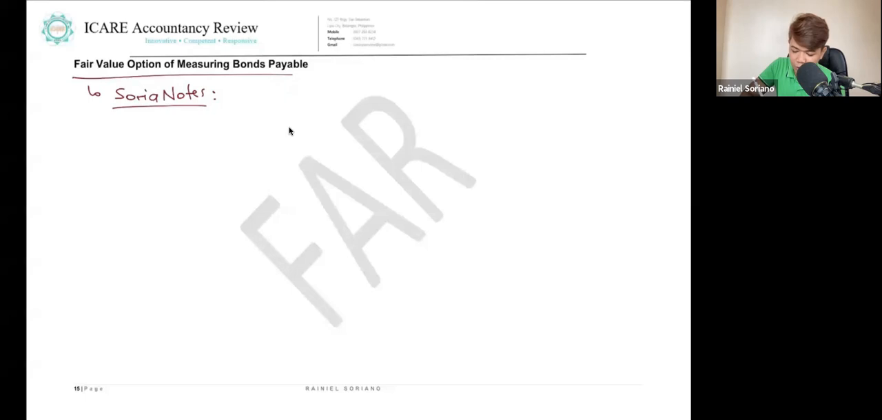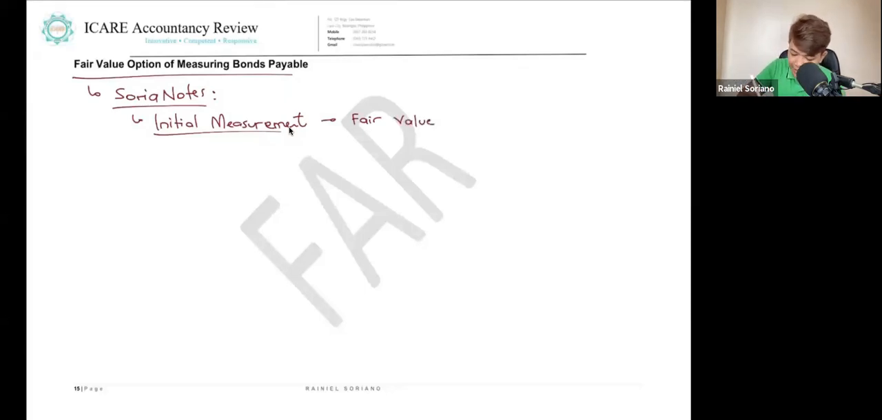What will be our notes here? First will be the initial measurement. Again, let's start here with the initial measurement. With regards to the initial measurement of bonds payable classified as FVPL, see to it that this is just the fair value. Again, this is what we call the fair value.